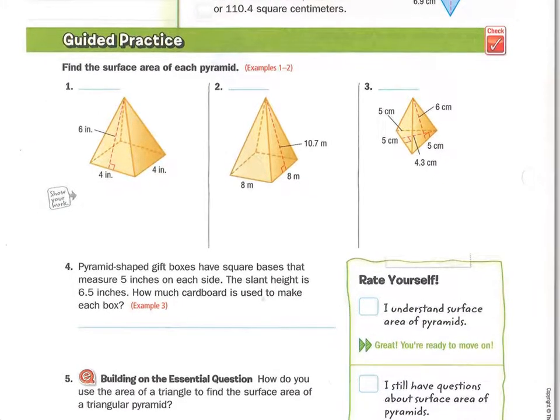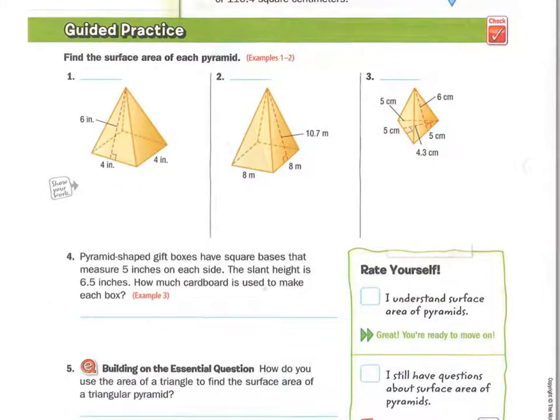Now let's look at guided practice. These are the problems that we'd like you to do on your own. For number 1, you have a square base. For number 2, you have another square base. For number 3, you have an equilateral triangle with a side length of 5. Okay, so you have one triangular pyramid, 2 square pyramids.